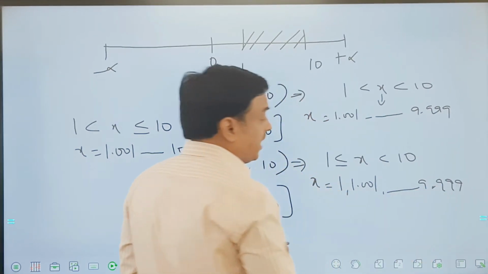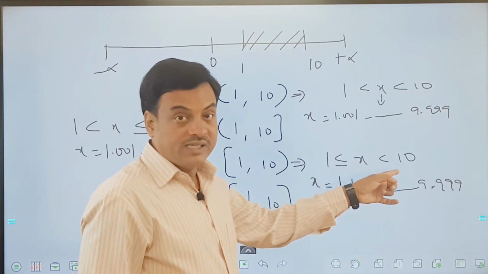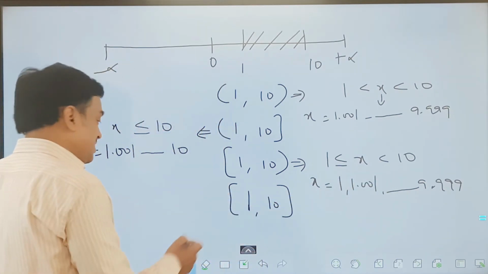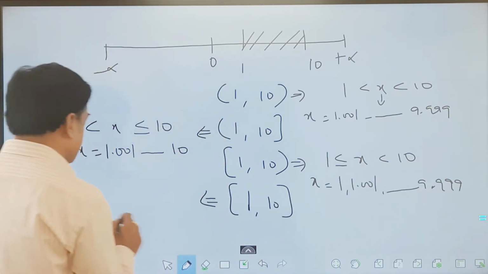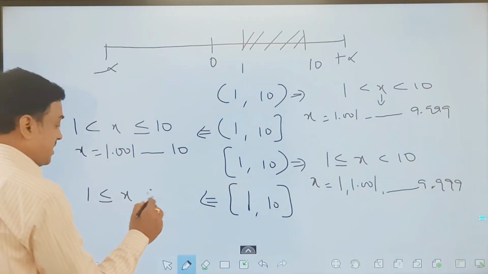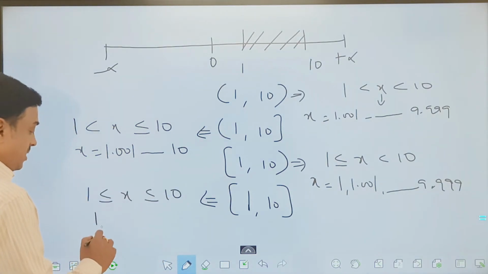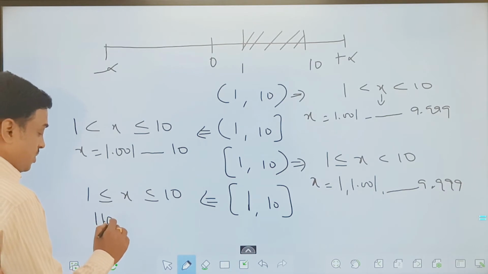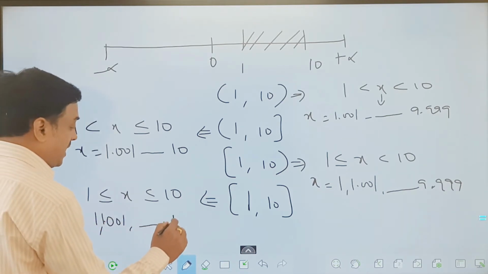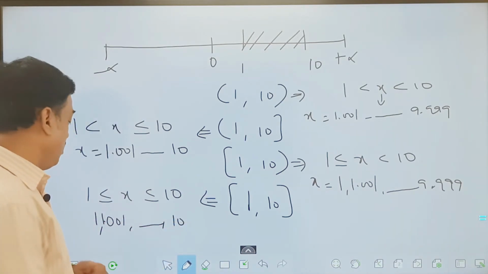10 is not included. There is no equal to sign over here. Please understand that. And the last one, friends, this implies 1 is less than or equal to x less than or equal to 10. So 1.0001 and so on up to 10 is the valid value of x.